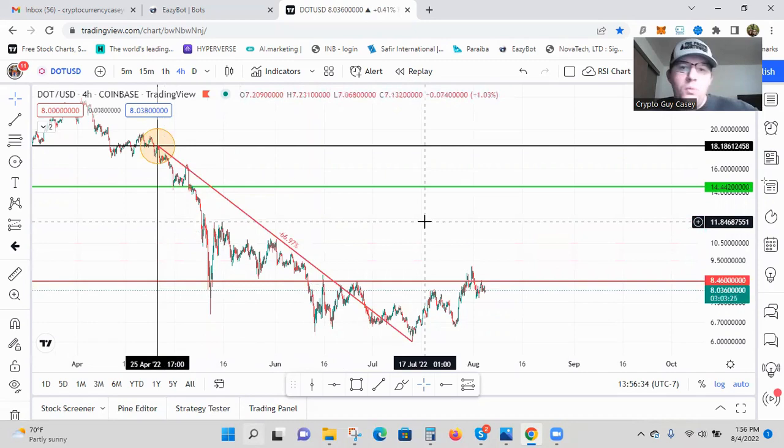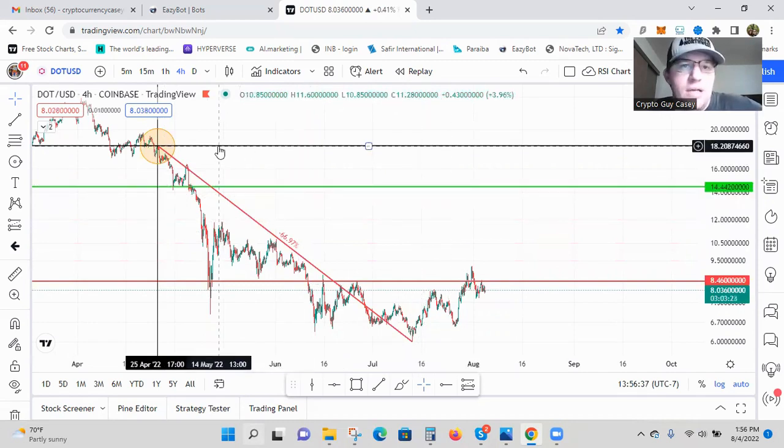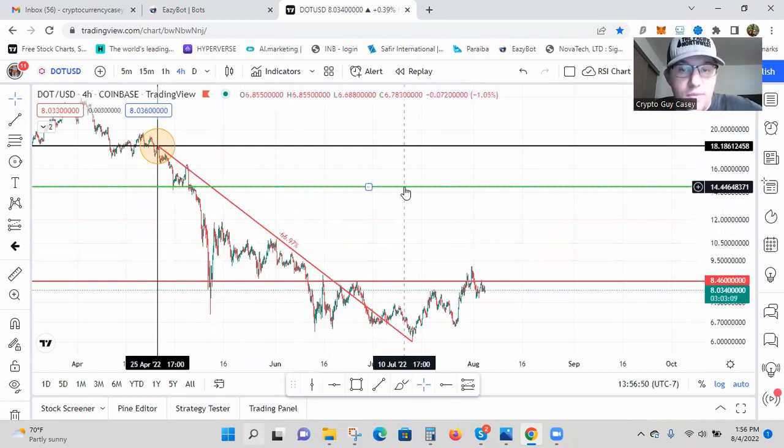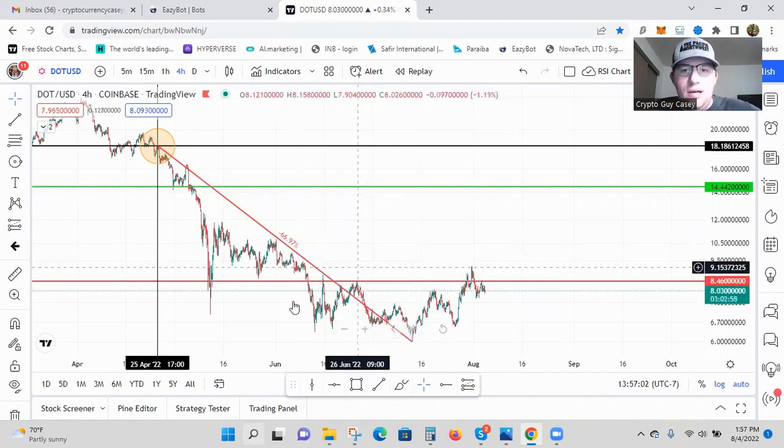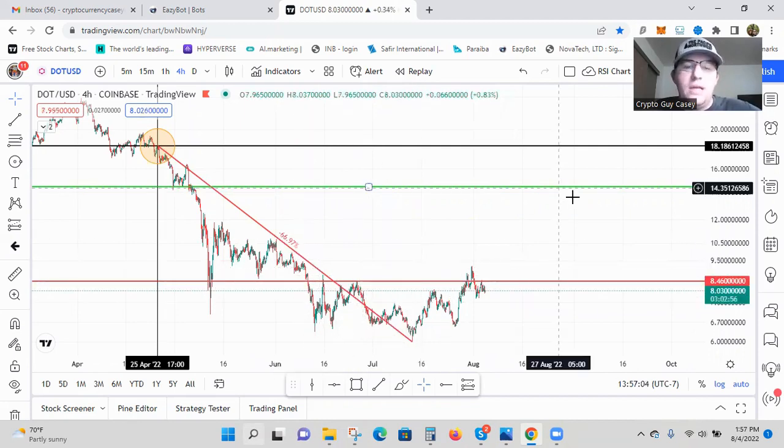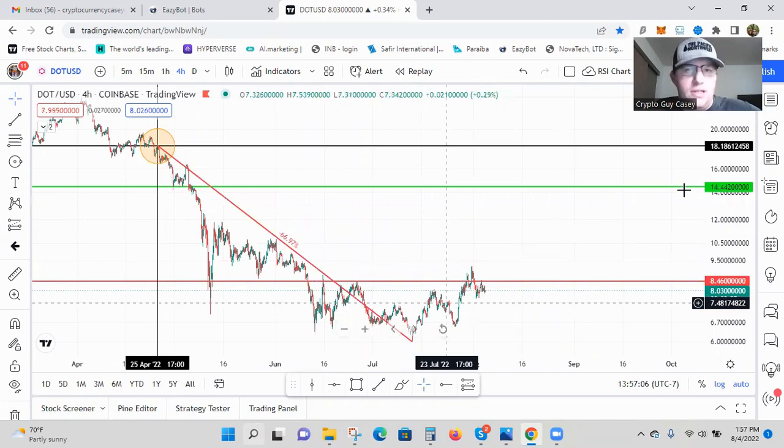Now, what do these lines represent? The black line is the price that the bot first bought in at. 18.18 was the buy price. This was the first original trade. This green line is where the market needs to get to for the bot to be able to sell everything it's holding for profit. So as it's trading in and out here, it's making profit, and it's pulling down this price to where eventually it'll sell out everything.